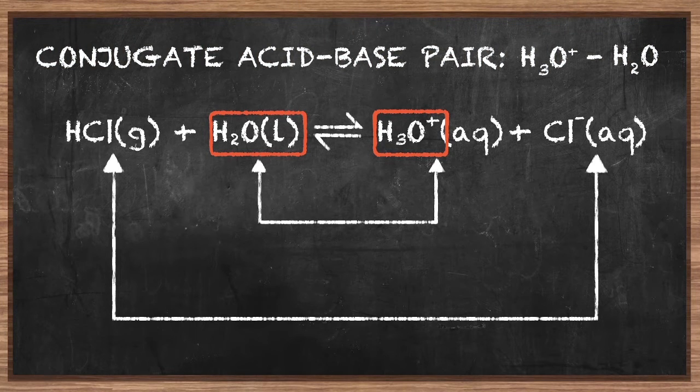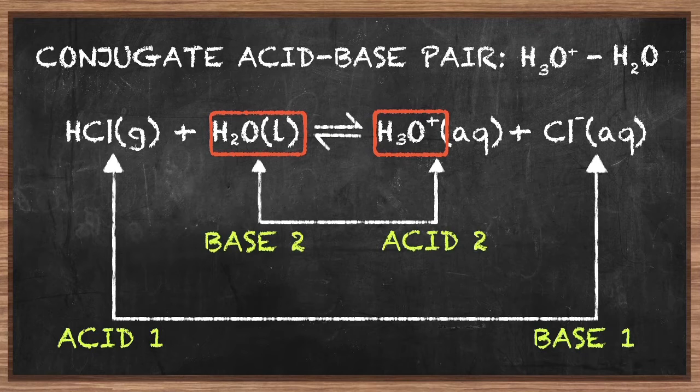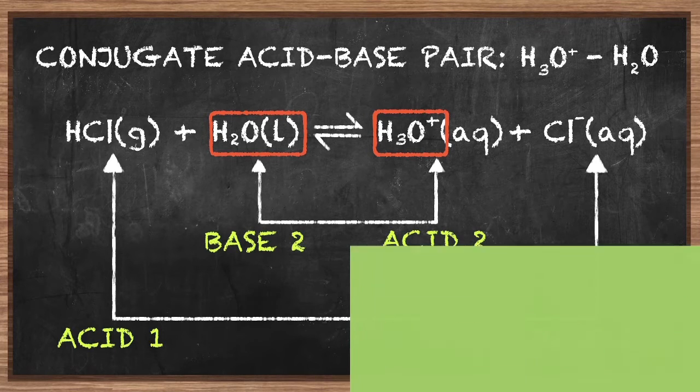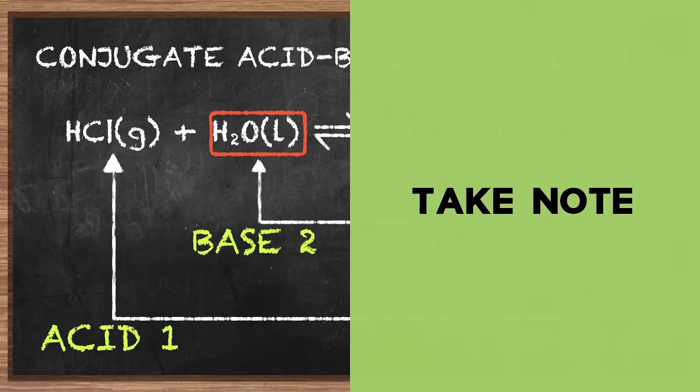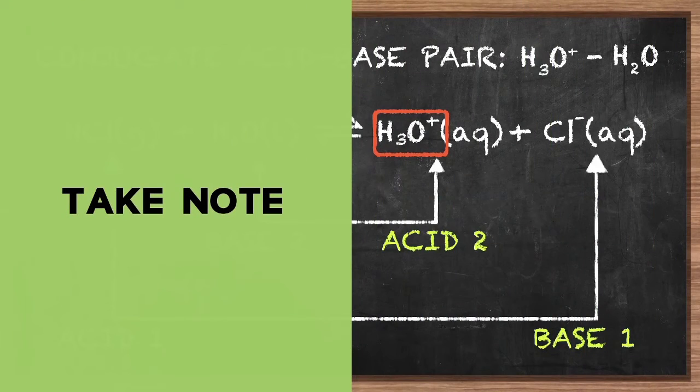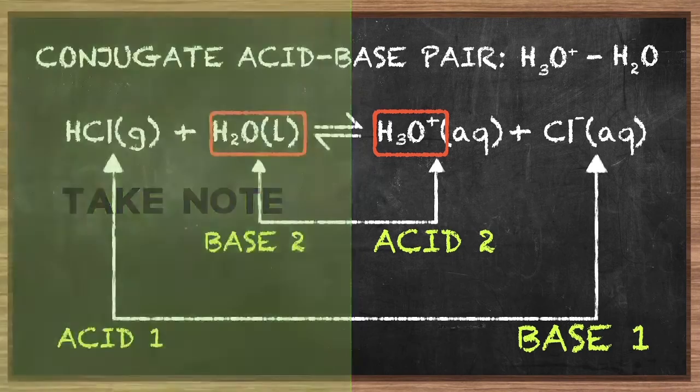We label the pairs as pair number 1 and pair number 2 respectively. Take note. The reactants on the left-hand side of the equation have an acid and a base from each of the two pairs, and similarly, the products on the right-hand side have an acid and a base from each of the pairs.